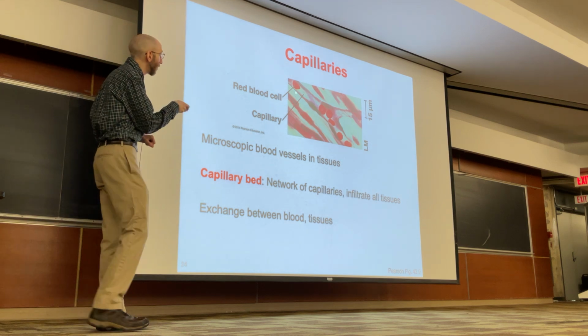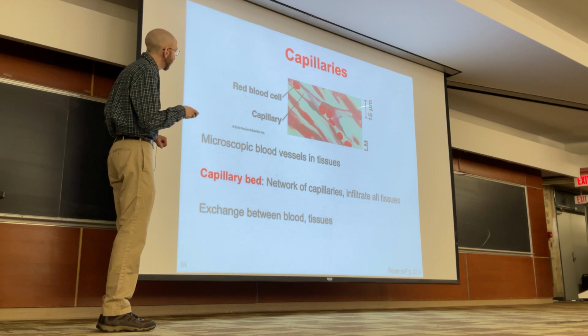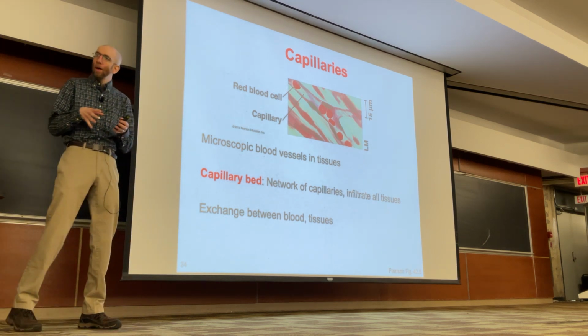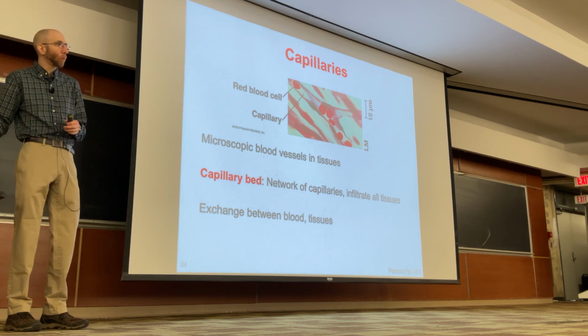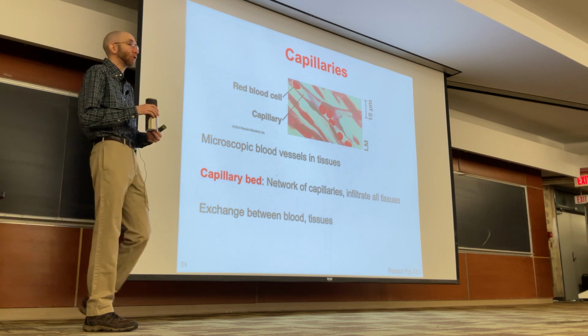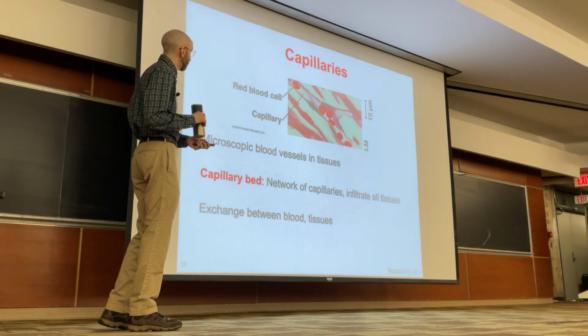Like you can see here how they branch, and they're going to coalesce, they're just going to all connect to each other. This is where the exchange happens between the blood and the interstitial fluid that surrounds all of your cells. So you're going to have gas exchange, and you're also going to exchange the fluid directly, which we'll talk about in just a minute.